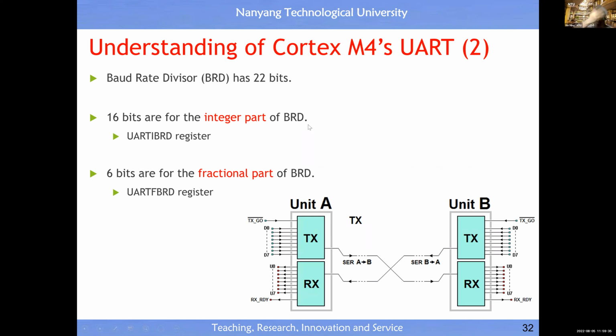To set the running frequency, you need to know all these numbers. So you have a baud rate divider. This has 22 bits: 16 bits house the baud rate divider's integer part, and 6 bits house the fractional part, because 16 plus 6 gives you 22. The 16 bits are inside this register, and the 6 bits are inside another register. Pay attention to these letters: IBRD and FBRD. They are not the same, only this letter is different. That's it.